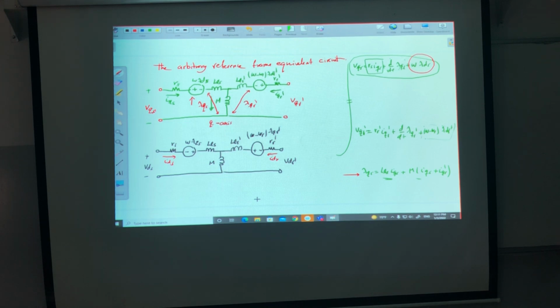From now on, I will not write the dash to save ink. So from now on, any rotor quantity is assumed to be referred to the stator, so I will drop the dash. But for you, I will add it. But the last thing, who can give me the zero? The zero x.